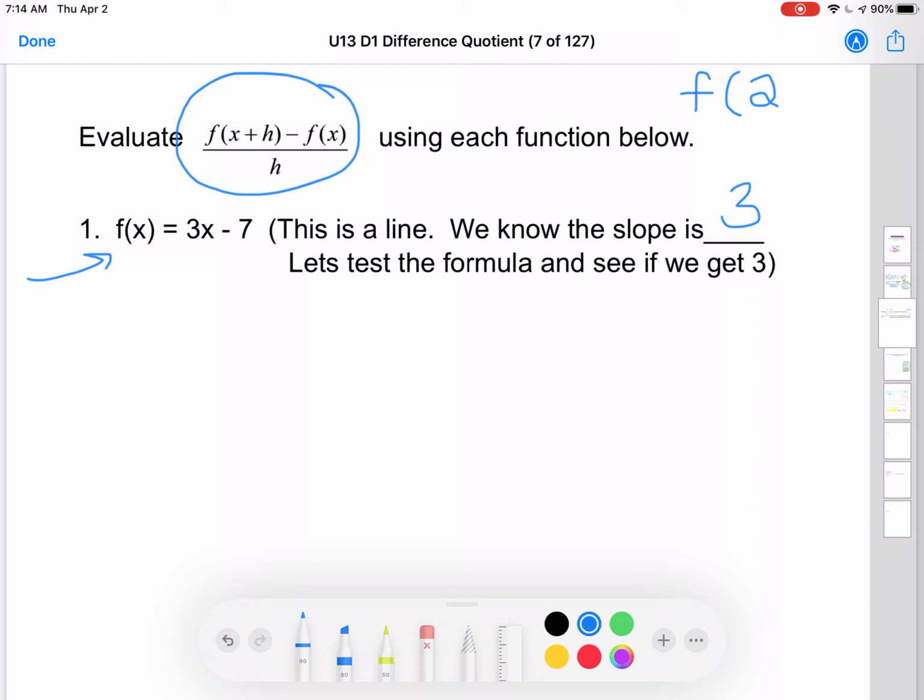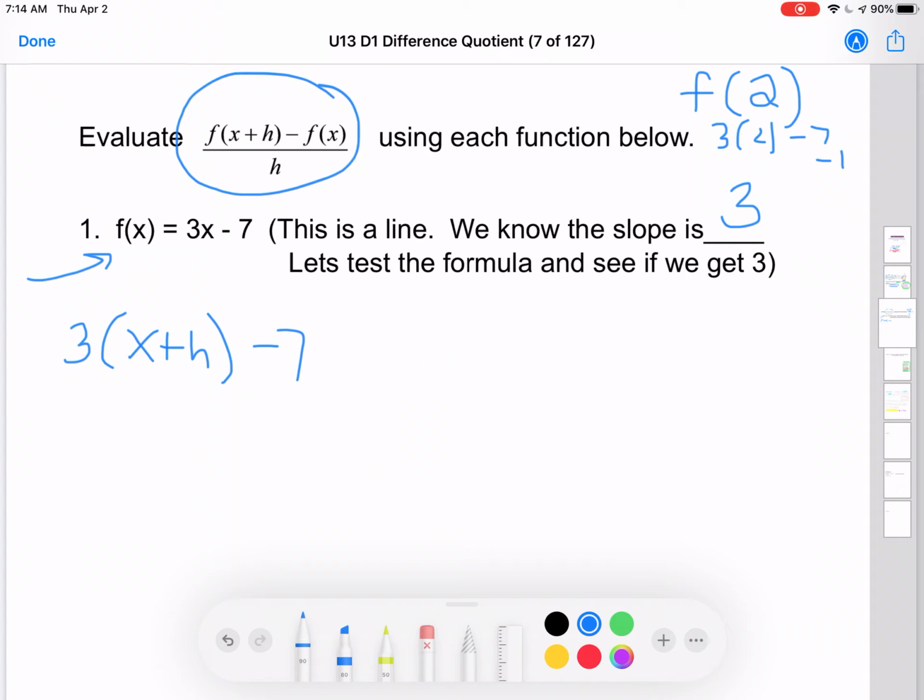If I wanted to evaluate f of 2 for that function below, wouldn't I just sub into every place I saw an x, and I would wind up with -1. Well, it's the same idea, except I want to evaluate for f of x plus h. So I'm going to take x plus h and put it in every place I see an x. So it's going to become 3 times x plus h. Now continue, -7.